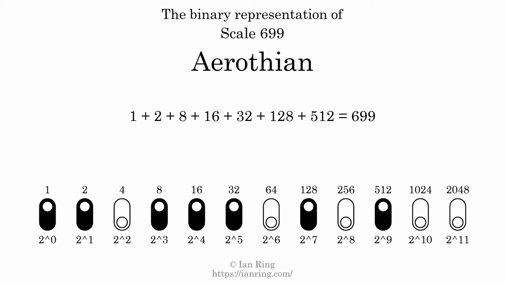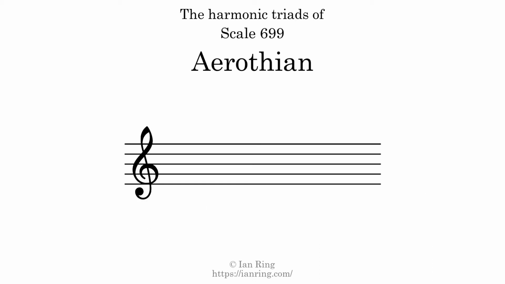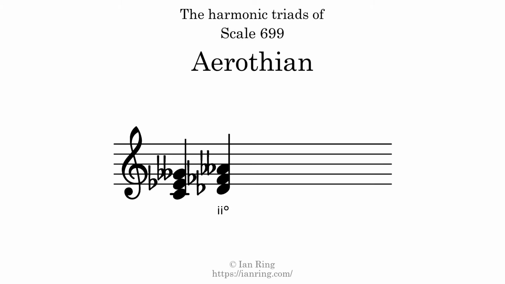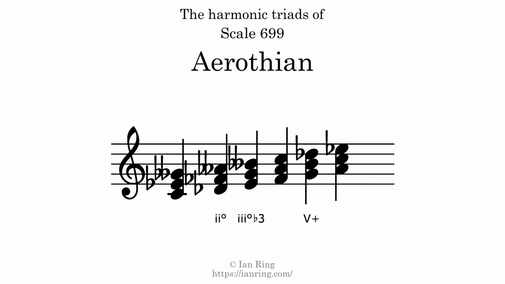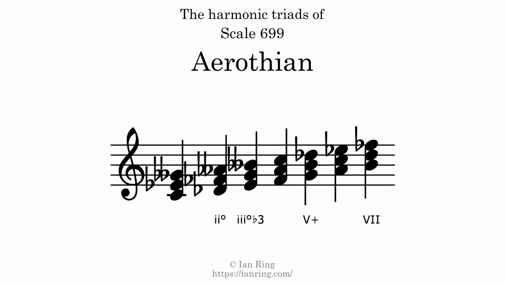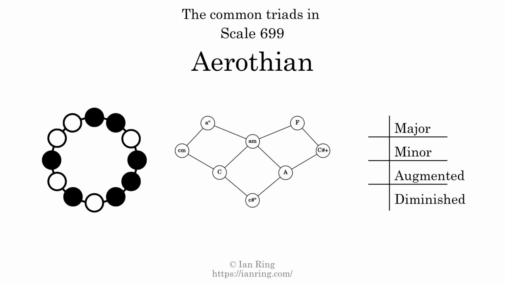The scale number not only enumerates the scale with a unique index, but it also literally describes the tonal content of the scale. Represented as a binary number in base 2, the scale number is 001010111111. Here are the harmonic triads present in this scale. Unnamed. Diminished. Diminished flat 3. Unnamed. Augmented. Unnamed. Major. Here are the common triads present in this scale.